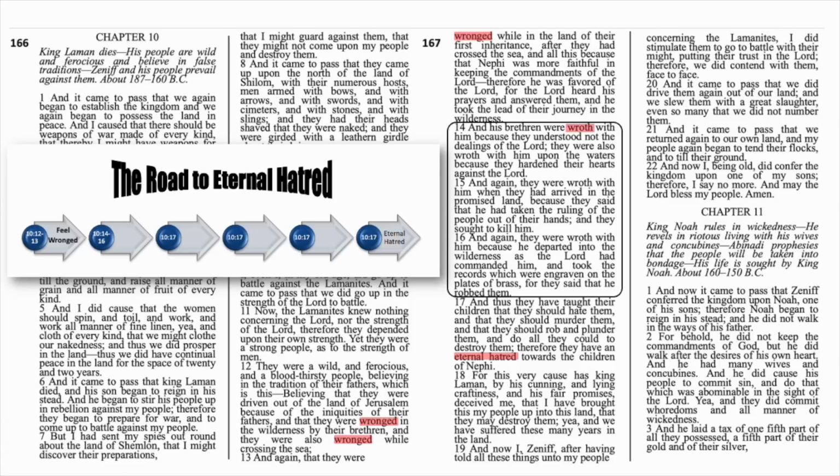Now the rest of the key words all appear in verse 17. Feeling wroth towards somebody leads to another emotion. What is it? And thus they have taught their children that they should hate them, and that they should murder them, and that they should rob and plunder them, and do all they could to destroy them. Therefore they have an eternal hatred towards the children of Nephi. I'm going to say that the word hate comes next.